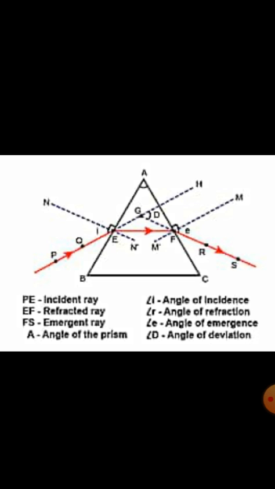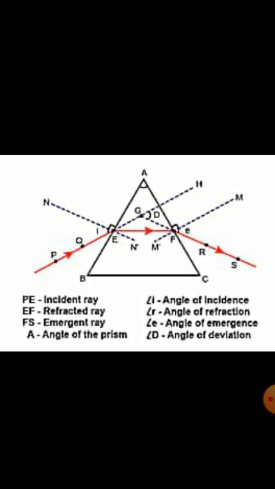Now, extend the incident ray by a dotted line to H. This would be the path of light if the glass prism is not placed. By placing the glass prism, light gets deviated by an angle and is bending towards the base of the prism along RS.